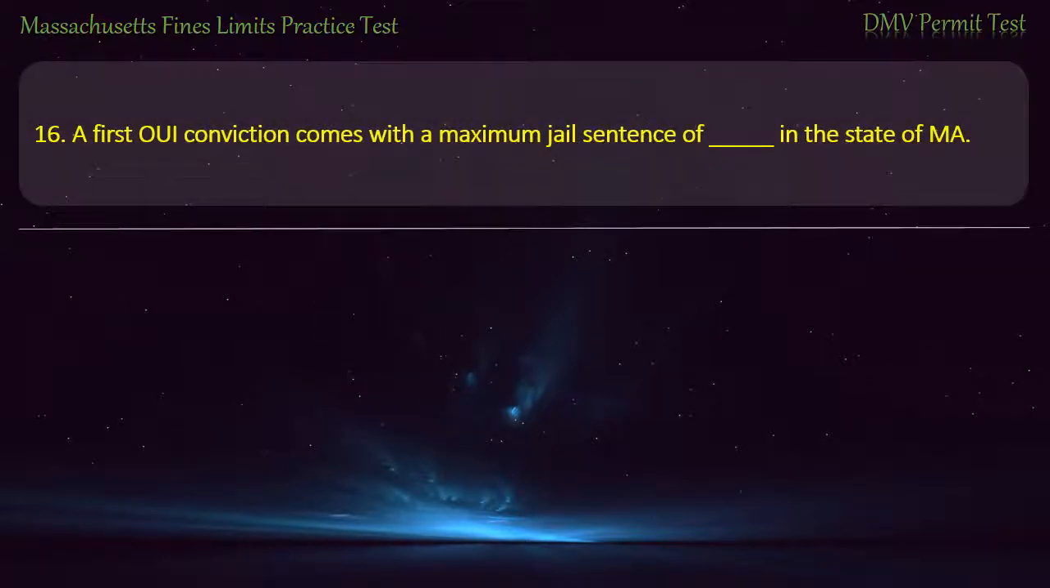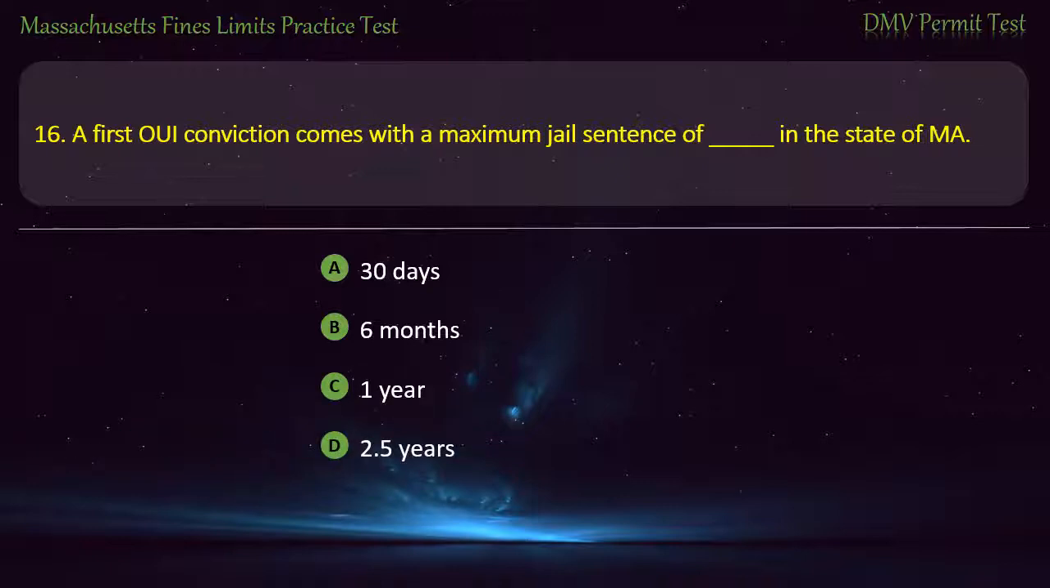Question 16. A fifth-offense conviction comes with a maximum jail sentence of, in the state of MA, 30 days, 6 months, 1 year, 2.5 years. Answer: 2.5 years.